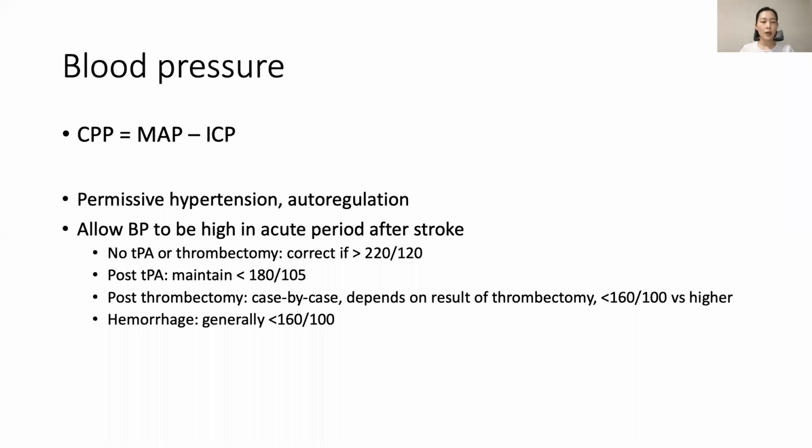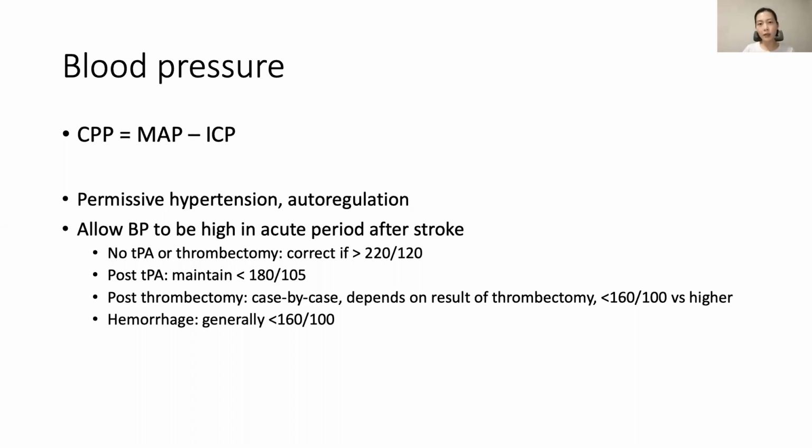And the blood pressure goal is different case by case. There are some general rules of thumb. For instance, if the patient has an ischemic stroke and they did not undergo any type of intervention with TPA or thrombectomy, then we have a pretty high blood pressure goal and we don't correct it unless it goes above 220/120, unless they have really bad heart failure or something like that, in which case we do shoot for a lower target. After TPA, you want to maintain strictly below 180/105 per the guidelines.